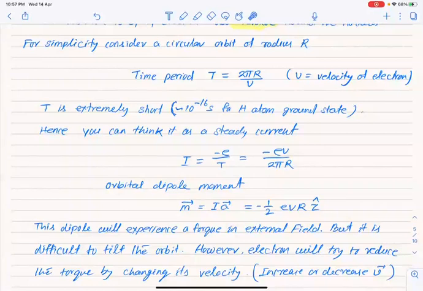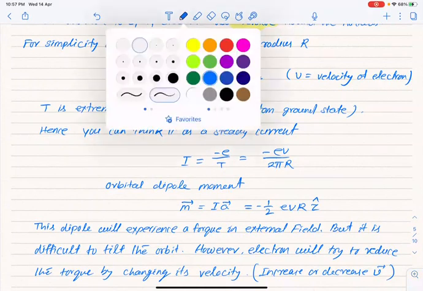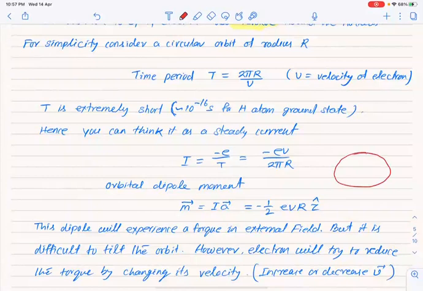If you want to see it in a diagram, you have your electron which is moving in a circular orbit. My drawing is not that good, and you can think of this as your z cap, and that's the velocity of the electron, and that's your radius r. Now the magnetic dipole moment will be along minus z cap, so that's your m. Okay, so that's your geometry here. An electron is revolving here.